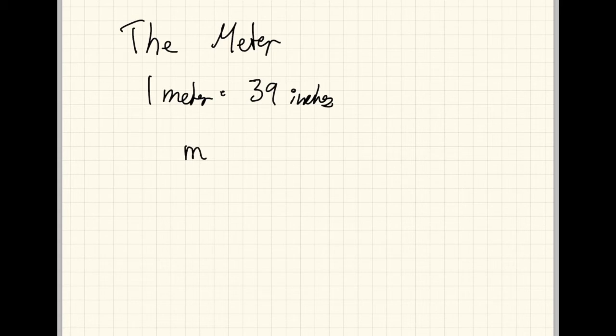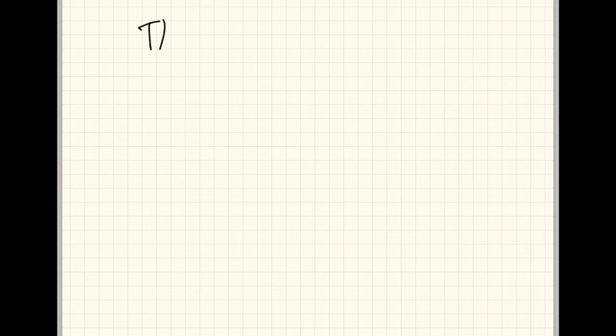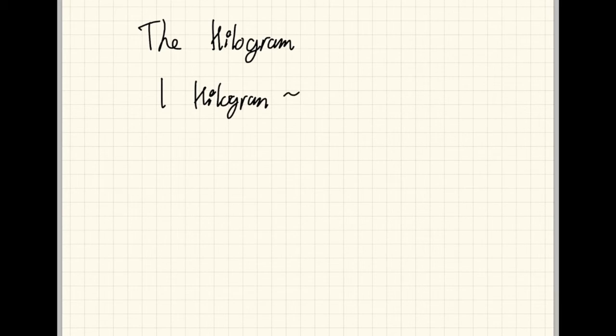Next, we have the kilogram. The kilogram is a unit of mass. 1 kilogram is about equal to 2.2 pounds. A typical person is between 80 and 100 kilograms. Your physics textbook is about 2 kilograms. The kilogram is abbreviated kg.